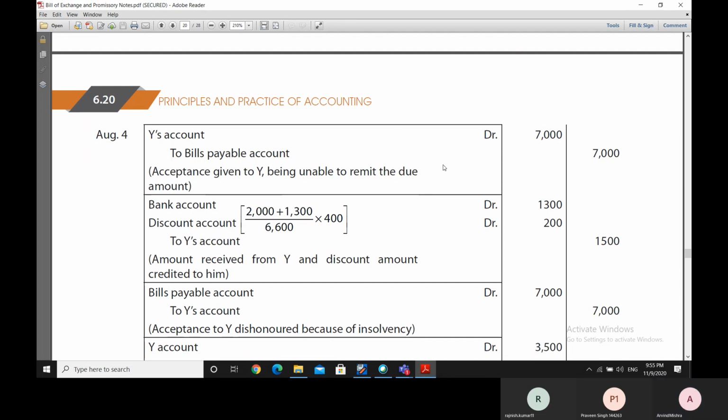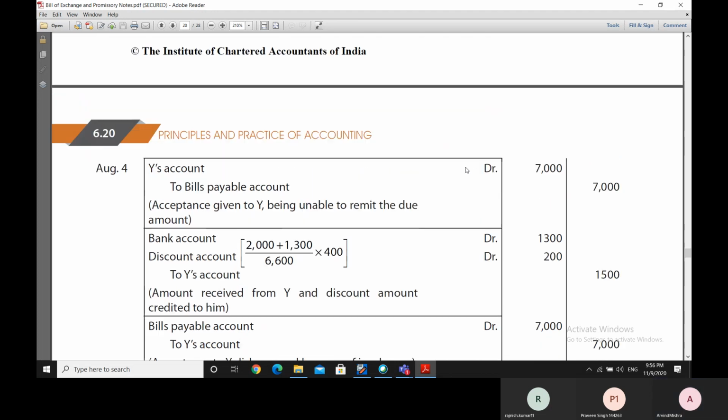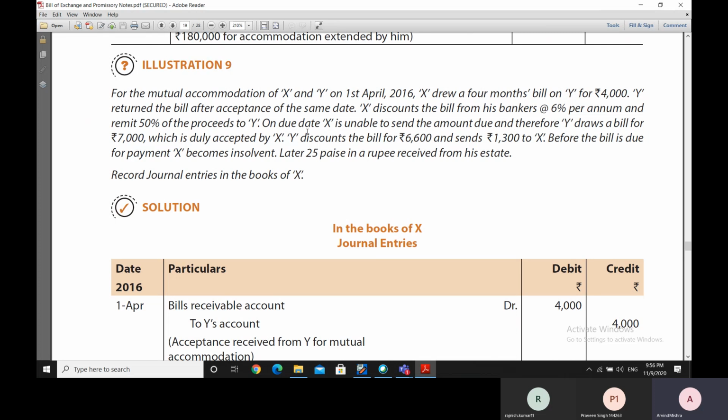Now thereafter, once he writes this bill, he goes to the bank and discounts it. How does he go to the bank and discount it? After having received the bill from X, Y discounts this bill for 6,600 rupees. So this 7,000 bill, which is accepted by X, is now discounted by Y. When Y is going to the bank and discounting this bill for 6,600 rupees, he is getting 6,600 rupees, but for discounting this bill, we will not make any entry in the books of X because this discounting is being made by Y.